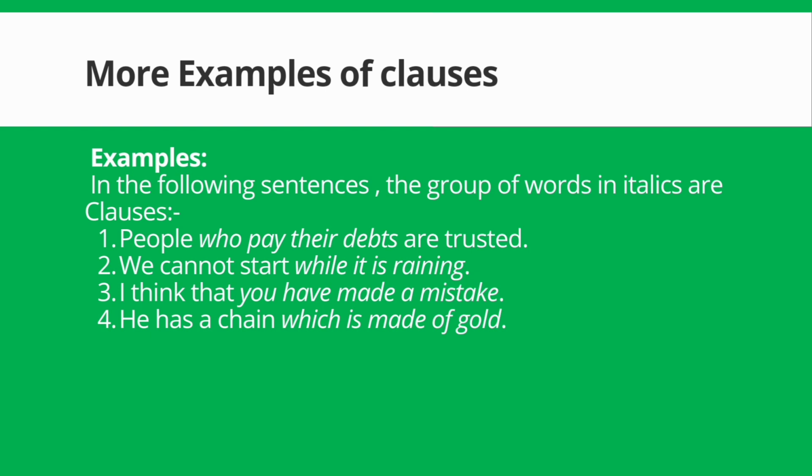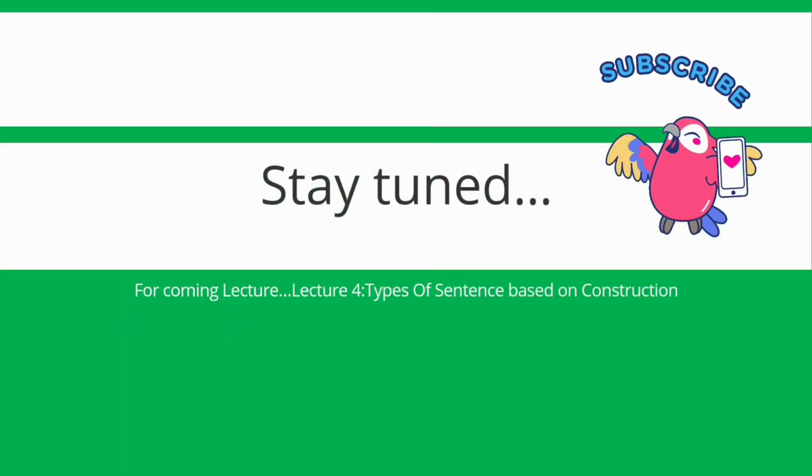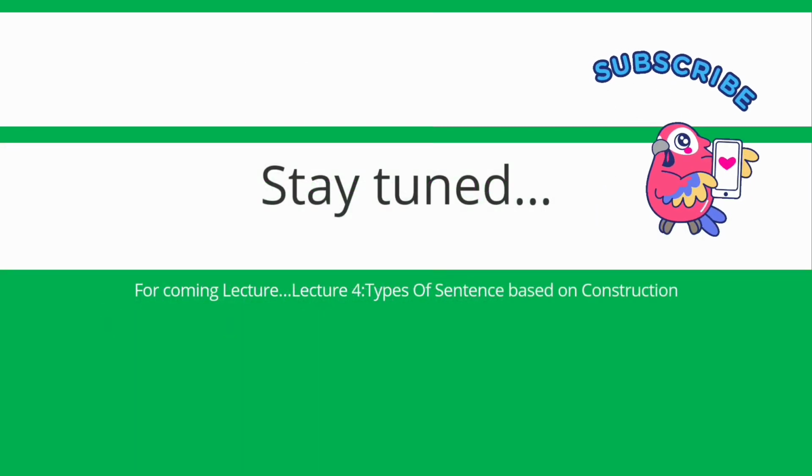I think that you have made a mistake. Here, you have made a mistake is a clause. He has a chain which is made of gold. Here, which is made of gold is a clause. But these clauses are not independent clauses. These depend on others.